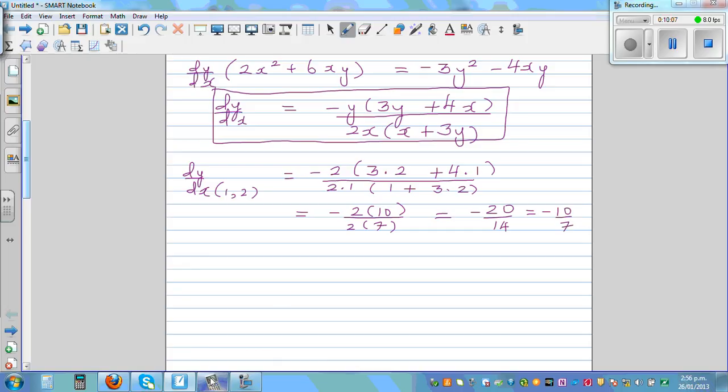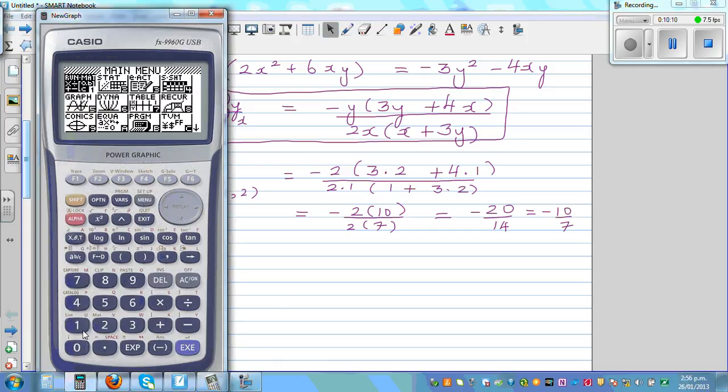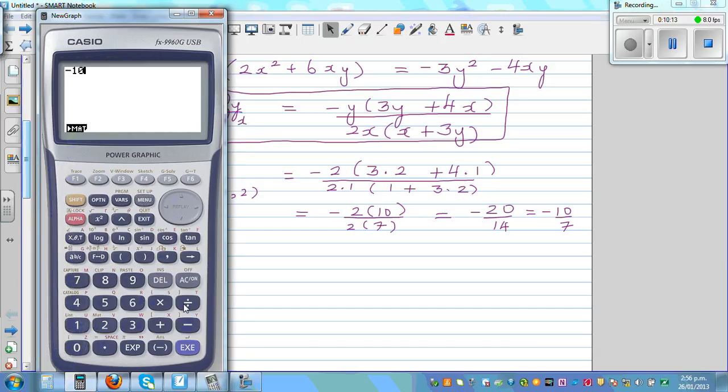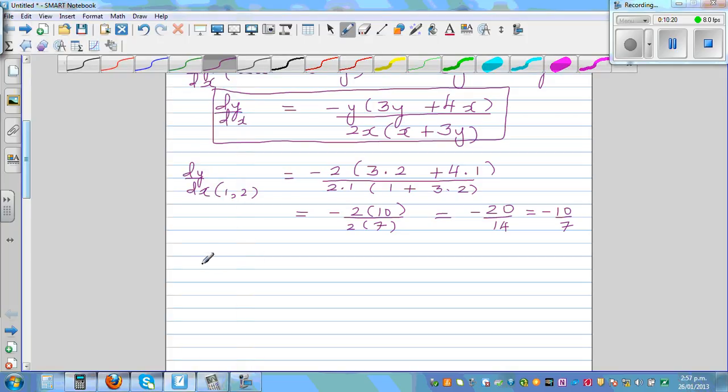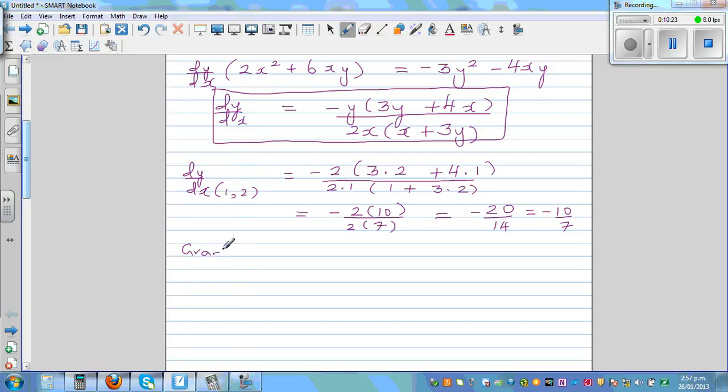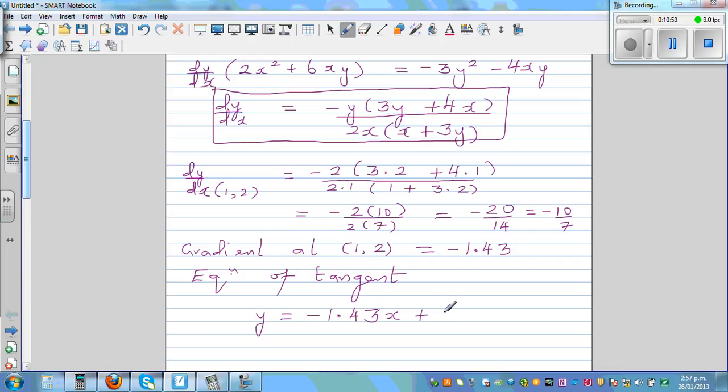So let me get my calculator out. What is minus 10 over 7? Minus 10 divided by 7 is minus 1.43. So your gradient at 1 comma 2, which is dy by dx, is minus 1.43. And so the equation of tangent at that point 1 comma 2 would be y is equal to minus 1.43x plus c, which is your y-intercept.